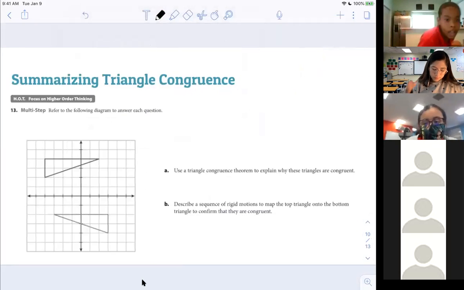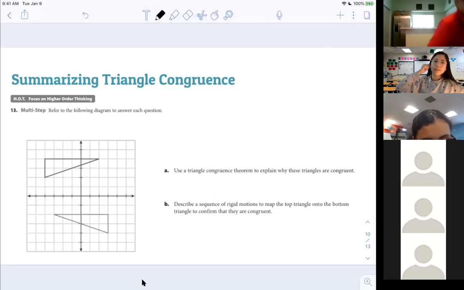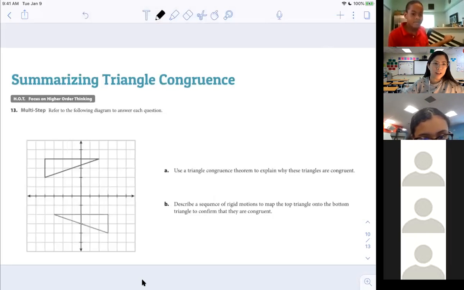Here's an interesting one. People have typed in the chat more than 100 times. Yeah, you guys are going wild in there.